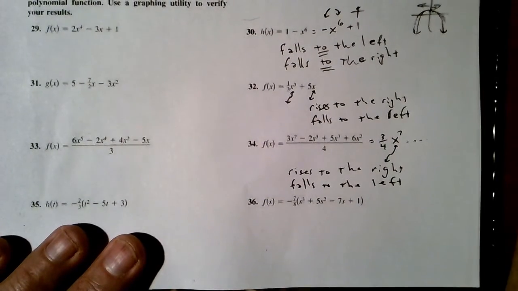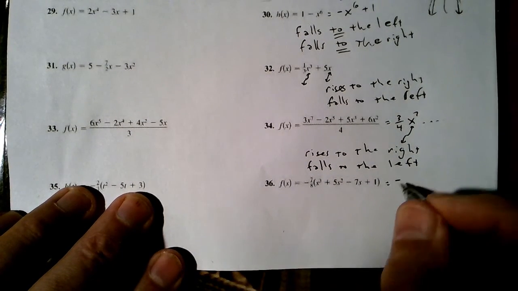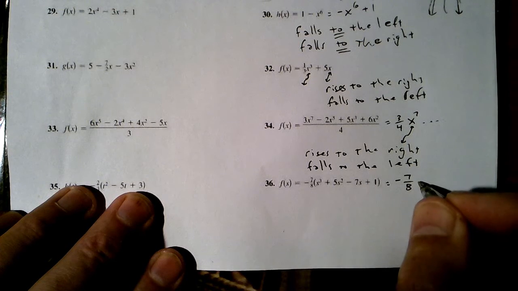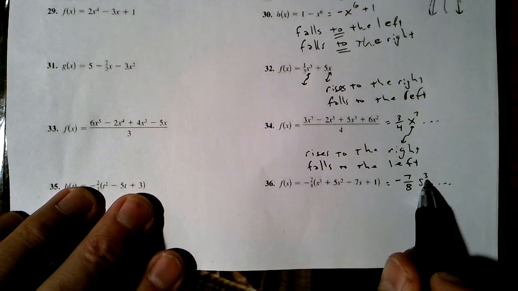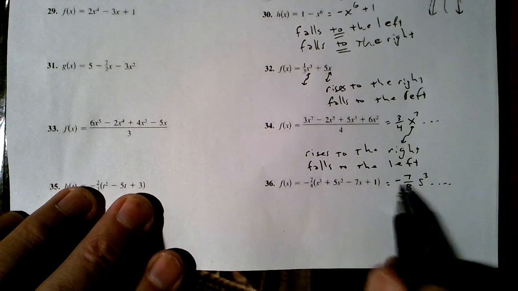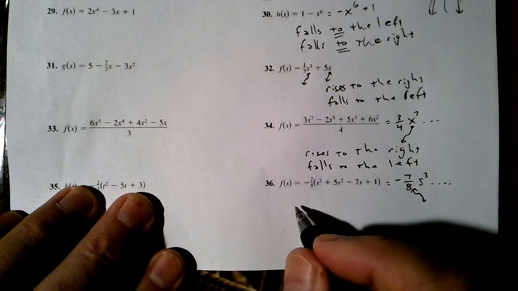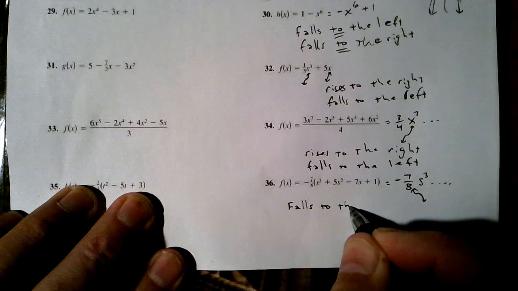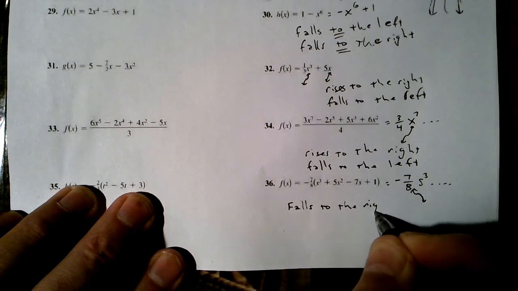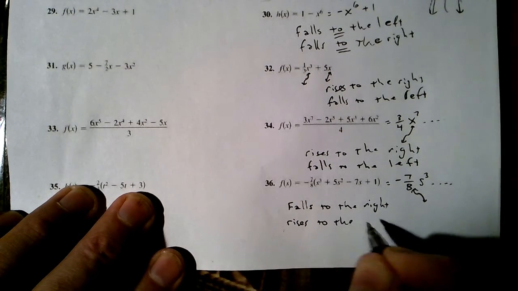And finally, 36. If we were to distribute, we would get negative 7/8 x cubed, and that's our biggest exponent. This is third degree, so it's going to go up one way, down the other, but since it's negative, it falls to the right, rises to the left.